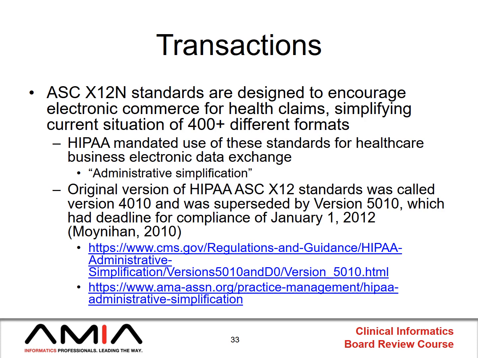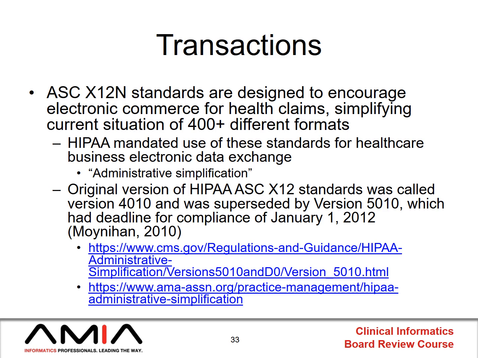That concludes our discussion on identifier standards, and the second type of standard is transaction standards. The transaction standards for healthcare in the United States are the ASC X12N standards, and these were mandated in the HIPAA legislation to encourage electronic commerce for health claims, and at the time simplifying the situation of several hundred different formats for health claims. HIPAA mandated the use of these for healthcare business electronic data exchange under the guise of administrative simplification.